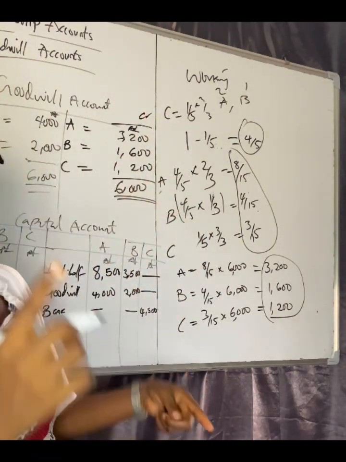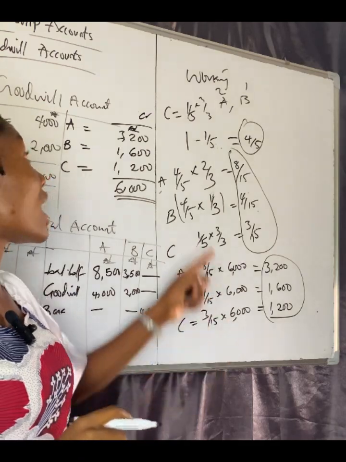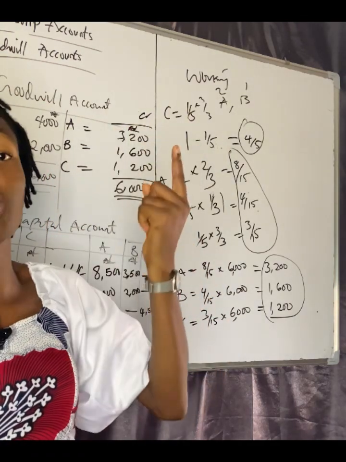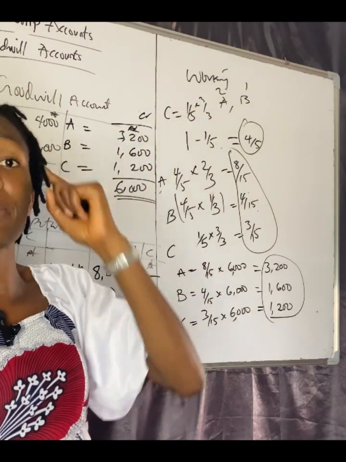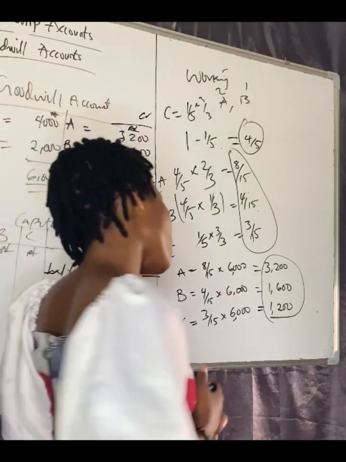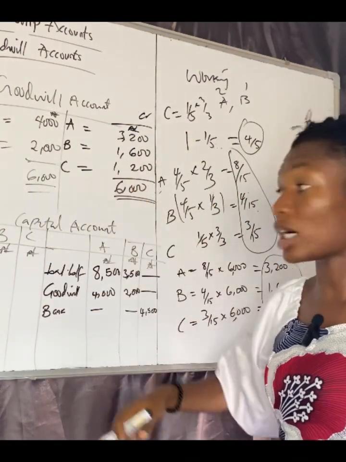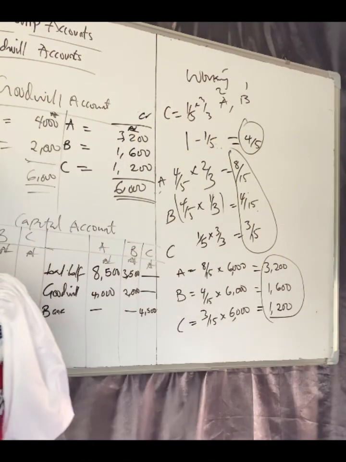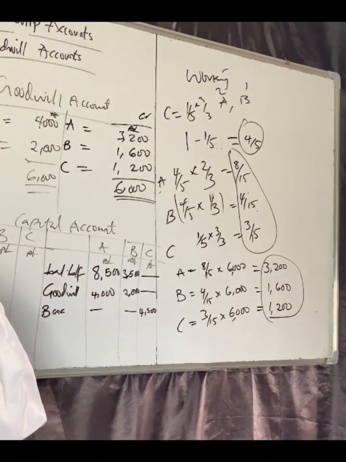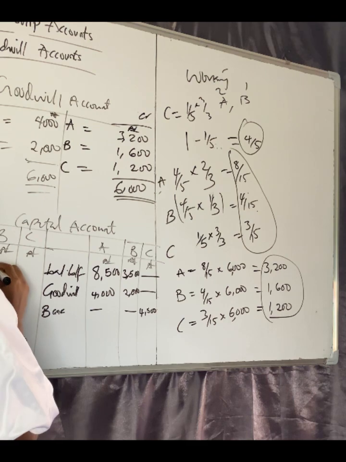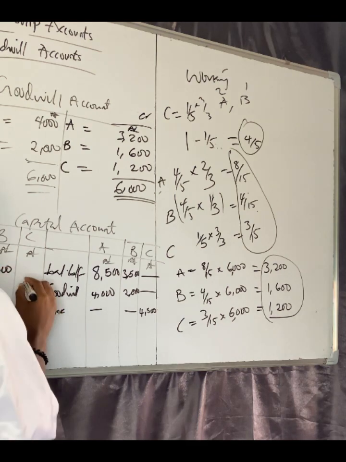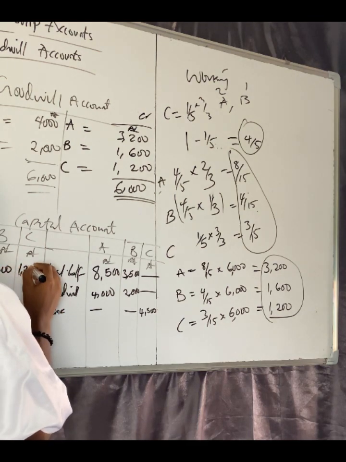Goodwill has a direct effect on capital account. So as Goodwill value is going out, it also goes out from capital. Capital will also be reducing, okay? So here we'll be writing off this same value from capital. So for Goodwill, we're writing this value off capital. For A, we are writing off 3,200. For B, we are writing off 1,600. And then lastly, for C, we are writing off 1,200.